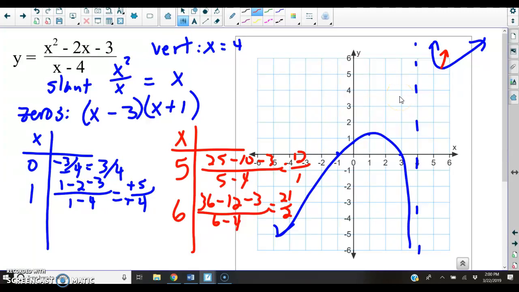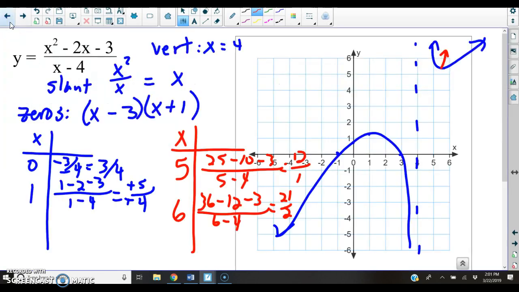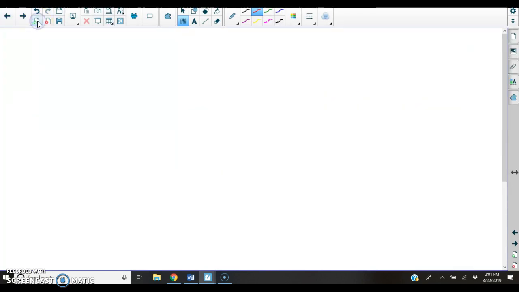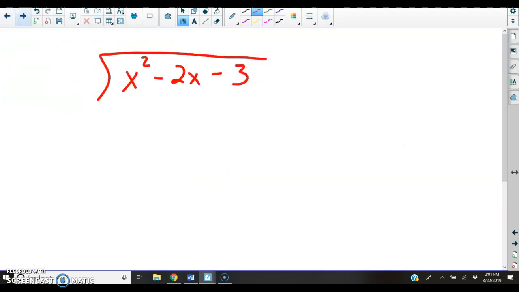Okay, so to find where exactly the slant is, we probably should do that one first. X squared minus 2x minus 3, and I want to divide that by x minus 4. Okay, I'm going to do a synthetic division. So that would be 1, negative 2, negative 3, and here would be a 4.